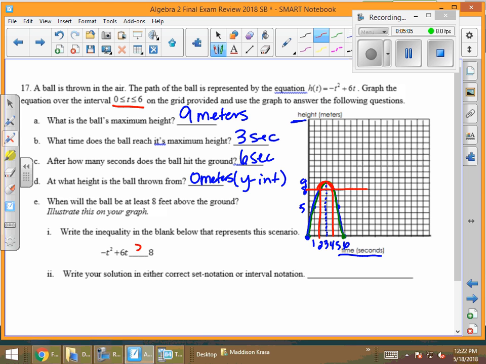And we would say that's greater than or equal to 8. So we're basically saying, when is the graph above or equal to 8? And that would be from 2 to 4. And we put our equal to's on there because it says at least 8. So it can be 8, but it could be above. If you wanted to write that in interval notation, you could do it like this.